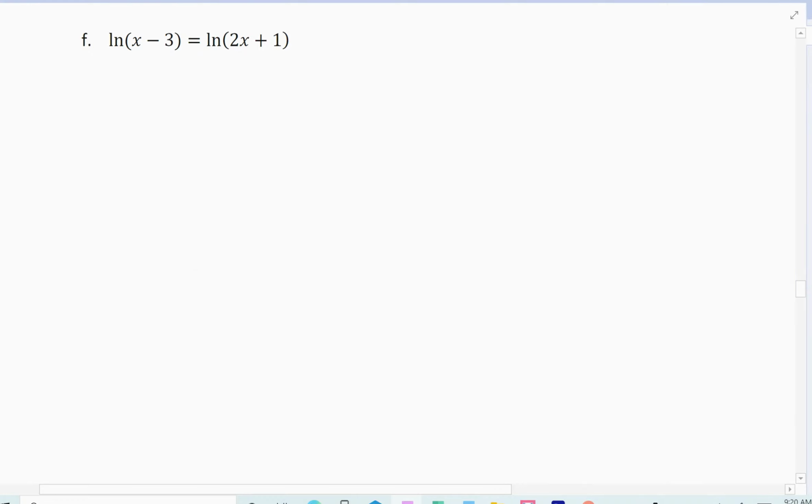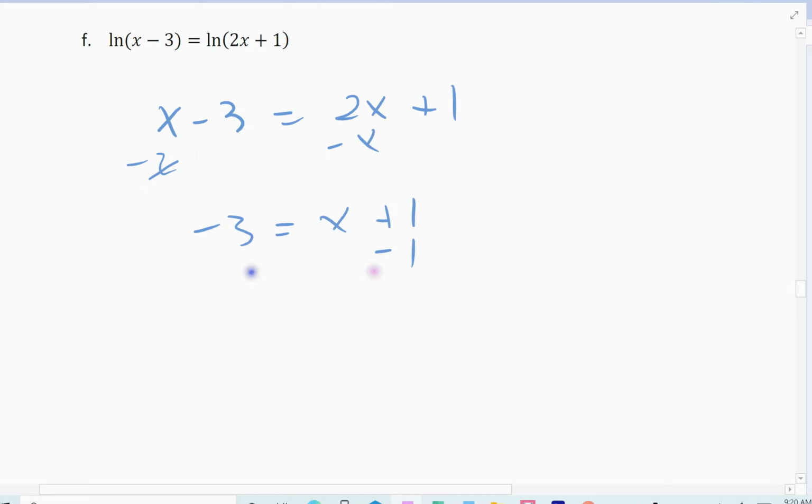Alright, the next equation we're going to solve is the natural log of x minus 3 equals the natural log of 2x plus 1. This one's actually an easier one because it's already set up. If I've got the same bases on both sides, it's just what's inside that has to be equal. And so my x minus 3 equals my 2x plus 1, and then I just solve for x, however you want to solve for x. I'll move my x over, and so I get negative 3 equals x plus 1, move my 1 over, and so x equals negative 4.